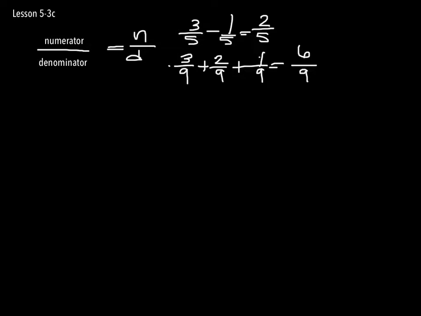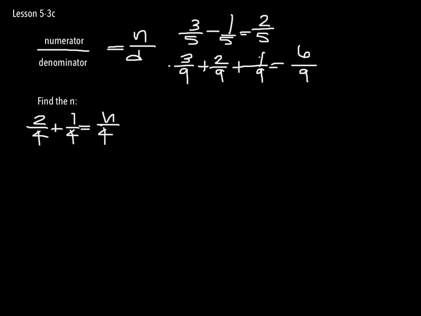Now, the important thing is that we realize is that the denominator stays the same. Only the numerator changes. So let's look at some problems. And for these problems, the first one, we're going to find the n, or the numerator. So let's start with, here we go, 2 fourths plus 1 fourth equals n over 4.